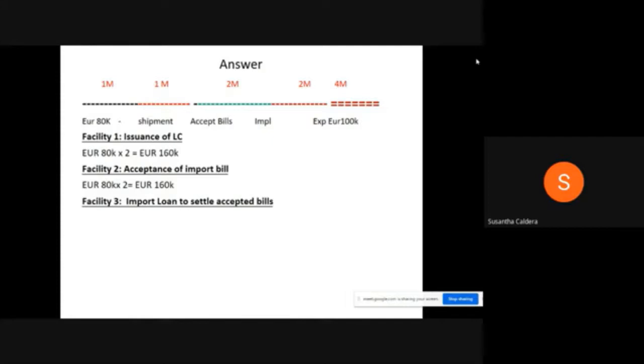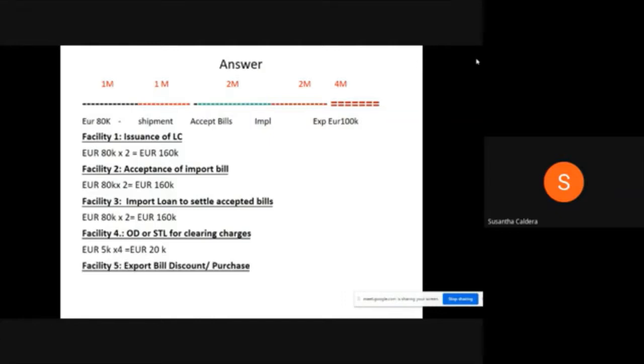But during that time, how many such bills will there be? Two such bills, every month accepted bills are settled. So €80,000 into 2 is €160,000, 33.6 million rupees. Then ODR short term loan for clearing charges: €5,000 into 4 shipments is €20,000. €20,000 into 210 is 4.2 million.